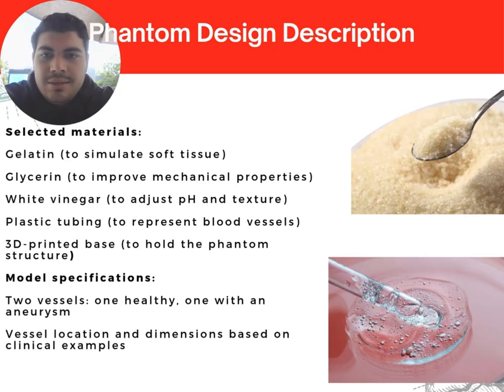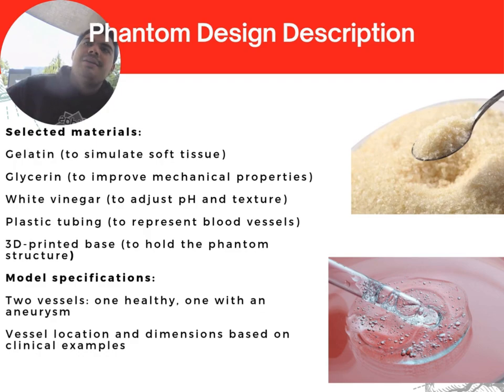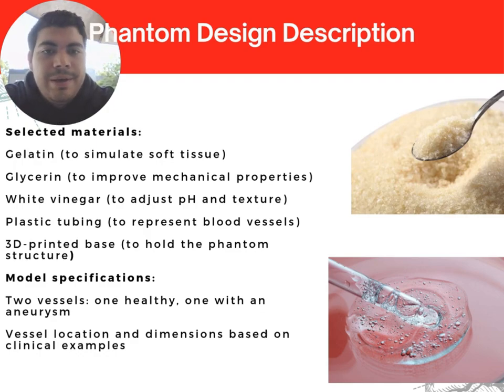We used plastic tubing to represent the blood vessels, and we 3D printed the base. This was to hold the gel and the phantom structure for the ultrasound analysis. Some model specifications were the two vessels, where we have one healthy and one with aneurysm, and the vessel location and dimensions are based on clinical examples of the healthy vessel and the sick vessel with the aneurysm.